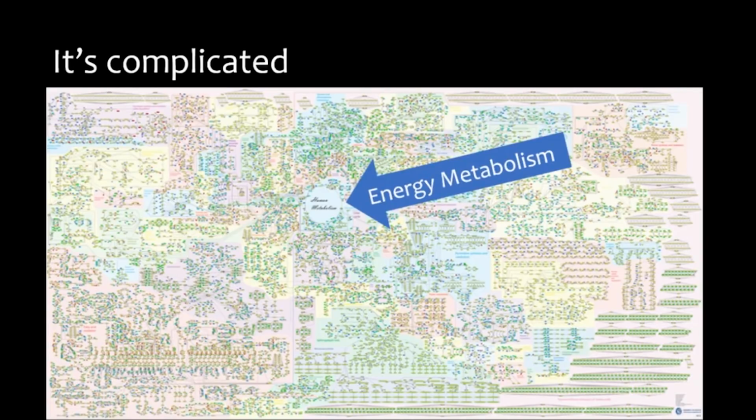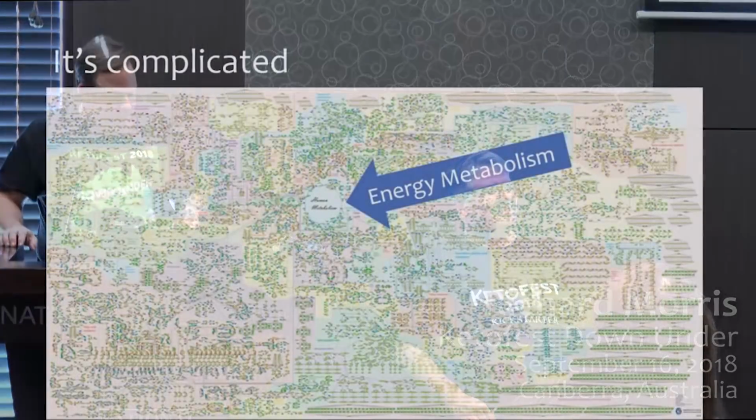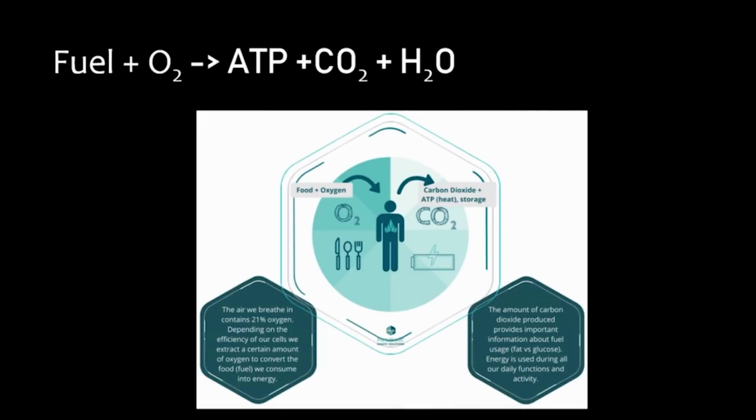But it's kind of complicated. This is the metabolic roadmap, and it's a little bit complicated. Energy metabolism is somewhere in there. It's a big spinning circle-y thing that Dr. Scher spoke about before. But I'll simplify it to 3 kinds of fuel: glucose, fatty acids, and other stuff. Okay, let's forget about other stuff, proteins, ketones. Let's concentrate just on glucose and fatty acids.